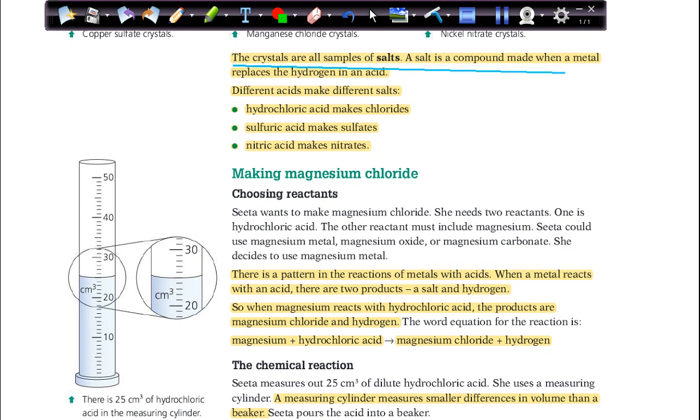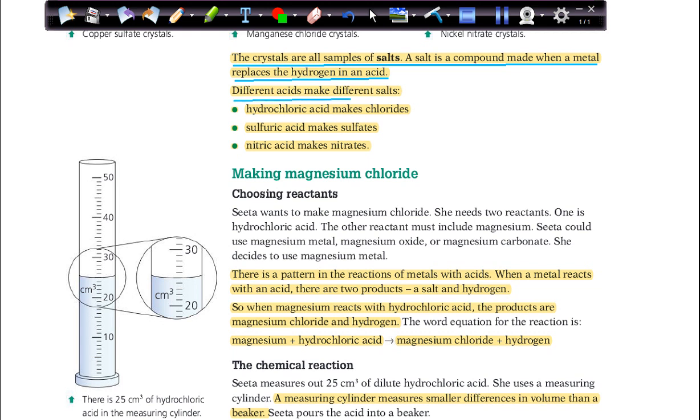A salt is a compound made when a metal replaces the hydrogen in an acid. So this is a replacement reaction. Okay, the metal can replace the hydrogen in the acid, and the hydrogen will go off as a free gas. So in this case, the metal will react with the other chemical and form salt.